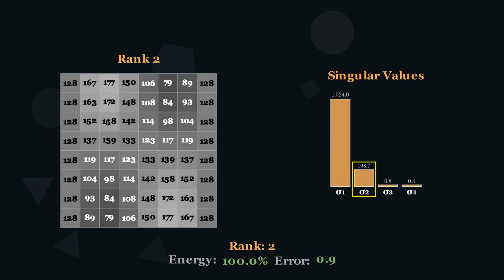Now add just one more pattern, rank 2. The reconstruction is nearly perfect. The error drops to 0.9. 2 singular values, 2 patterns. That's all it takes to encode this entire 8x8 image.